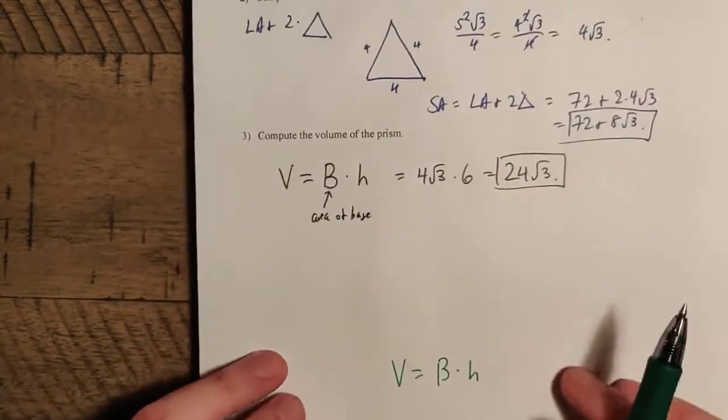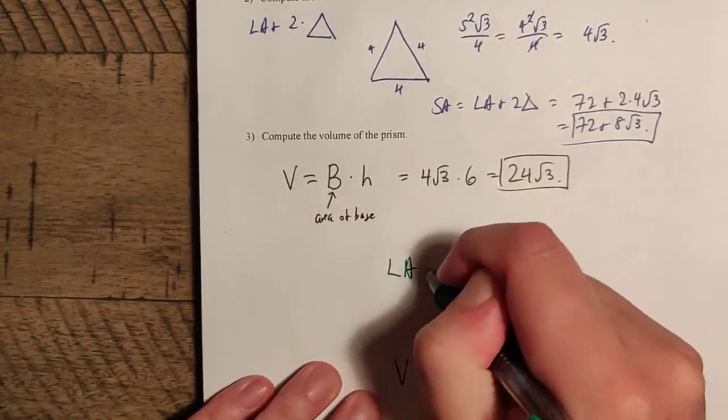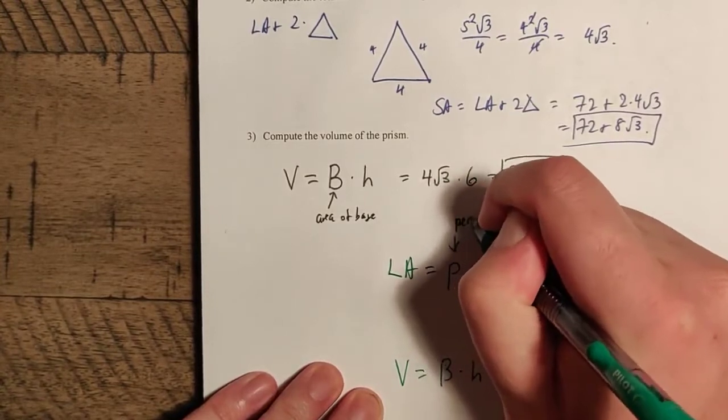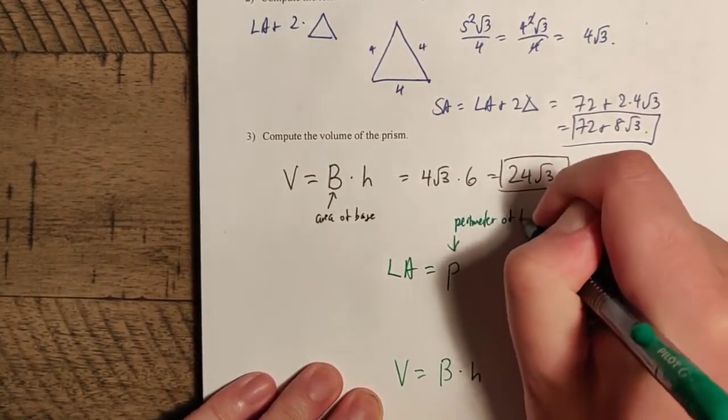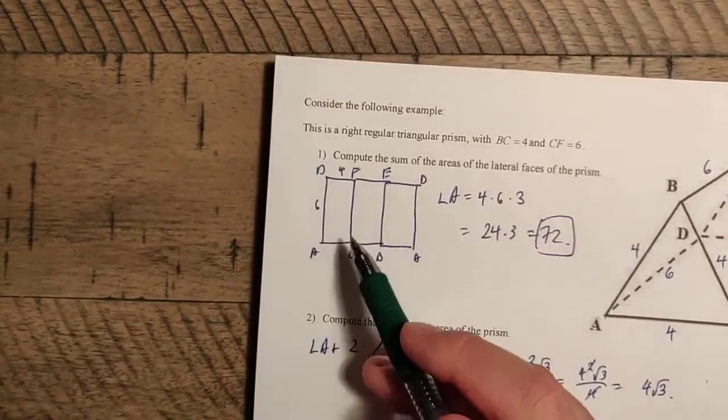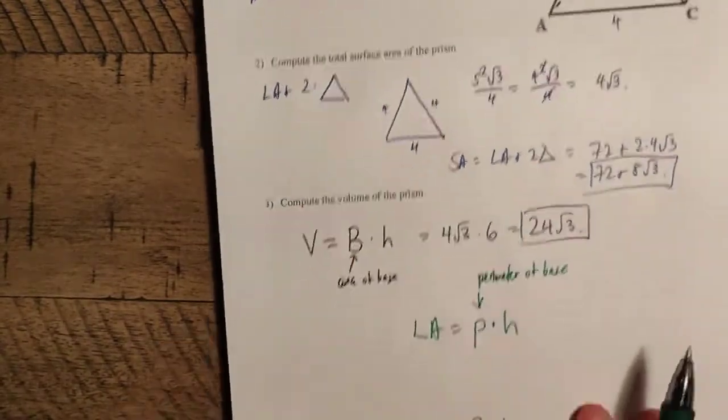So we can actually simplify this and say something about the lateral area. The lateral area in this case is going to be P, and this is going to be the perimeter of the base. And again, we're going to multiply this by the height because it's a rectangle, right? The height is just basically the height of the prism here.